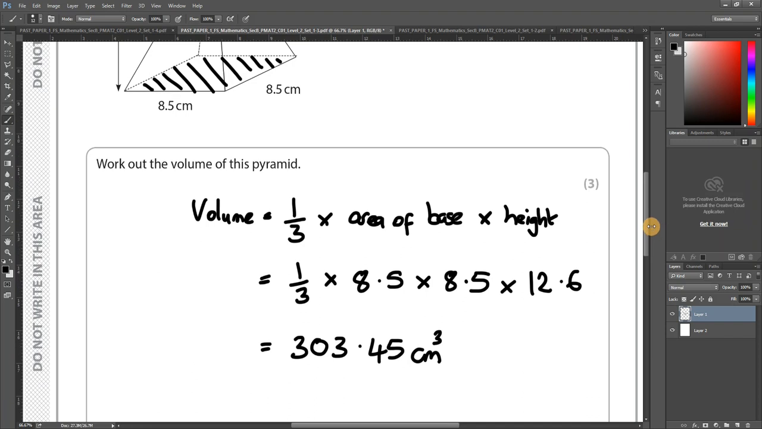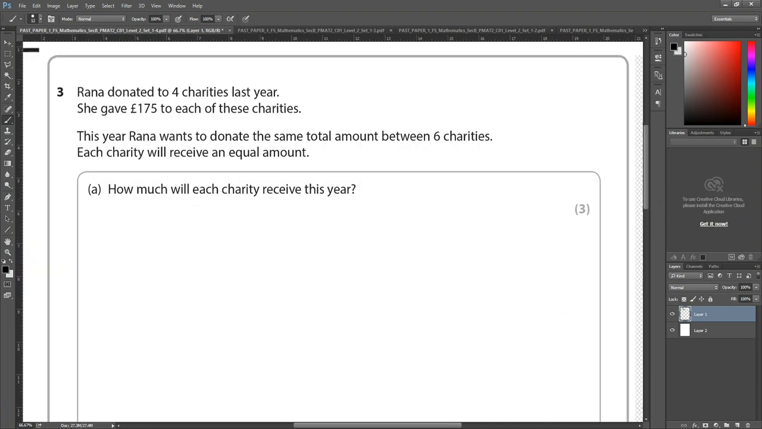Let's move on to question three. Question three, Rana donated to 4 charities last year.